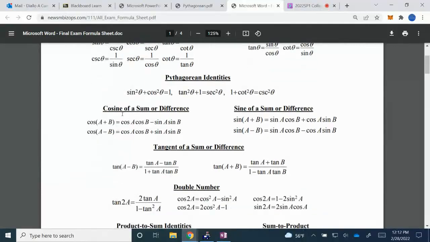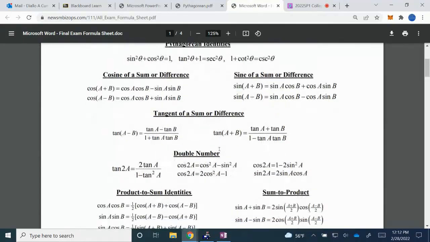Now we're going to take a look at the sum and difference of sine, the sum and difference of cosine, and the sum and difference of tangent.